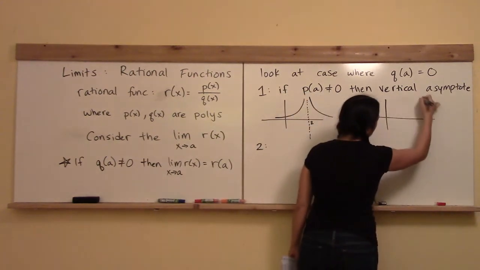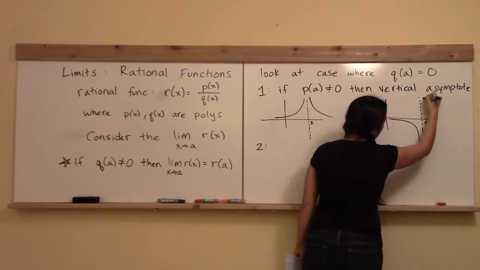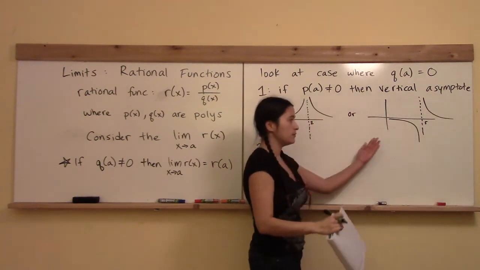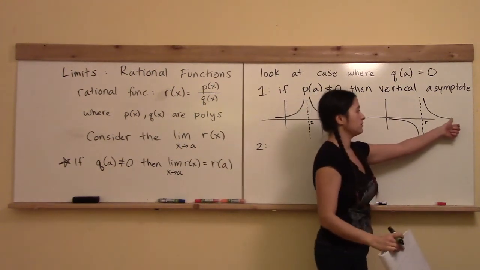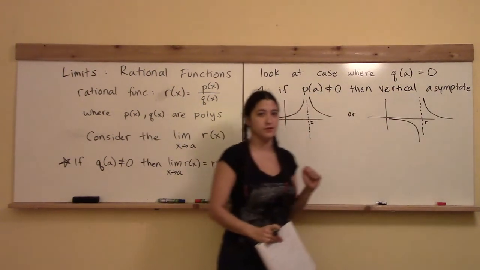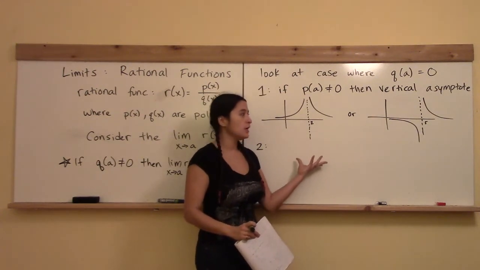Or maybe the number is over here. Now let's call it 5. I'm just making these up. It could go like this, where when I'm approaching it from one side, I'm going down to minus infinity. When I'm approaching it from the other side, I'm going up to positive infinity.